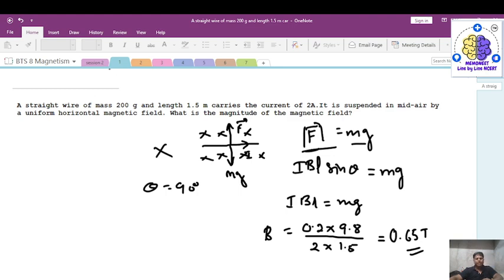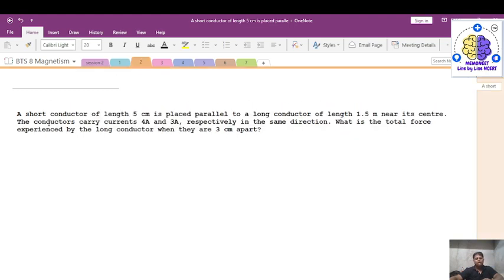Now let's see one more numerical. It says a short conductor of length 5 centimeter is placed parallel to a long conductor of length 1.5 meter near its center. The conductors carry current of 4 ampere and 3 ampere respectively in the same direction. What is the total force experienced by the long conductor when they are 3 centimeter apart?